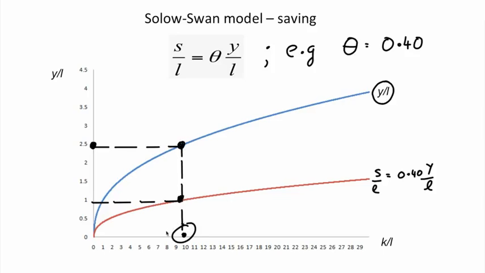So we start with the capital labour ratio. That tells us how much income will be generated in this economy. And given our very simple view that saving is some proportion of income, that tells us how much saving will be generated in this economy. Remember, saving frees up resources. Saving frees up resources that can then be used for investment.